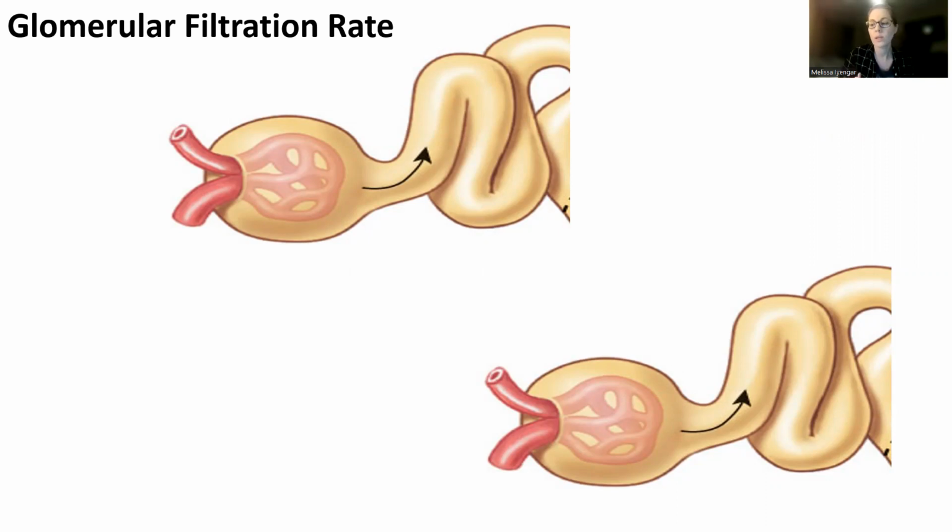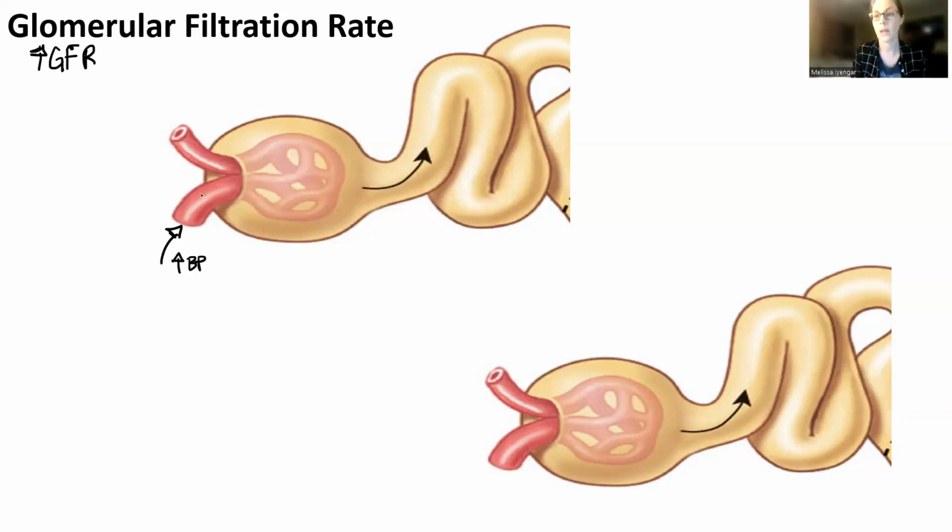And if glomerular filtration rate is too low, we're going to deal with that. If it's too high, we're also going to deal with that in different ways. Okay, so let's just assume our glomerular filtration rate increases.